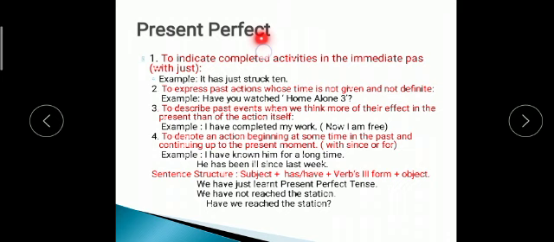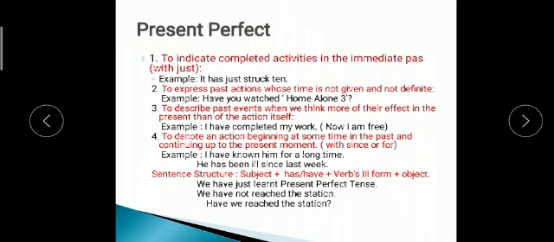Present perfect tense. Students, this present perfect tense is very common that we use in day-to-day life. For example, during school time, we used to speak, "The teacher has come to the class." So here, has with third form of the verb is used to show present perfect tense. The very first, we have four uses over here of present perfect tense.